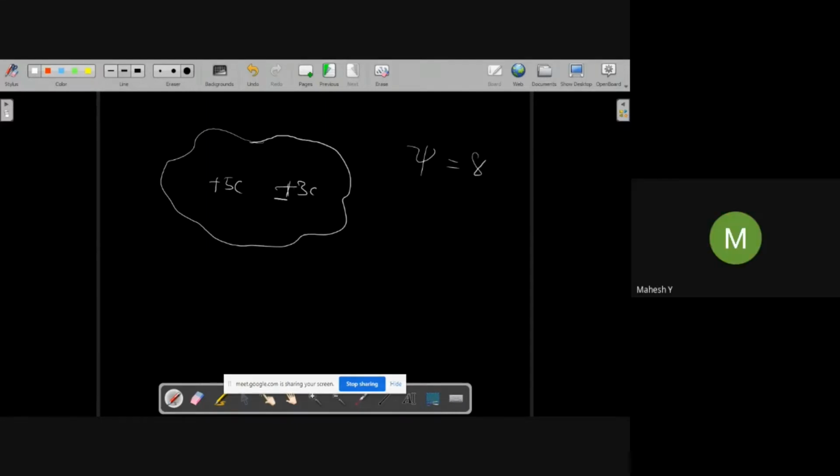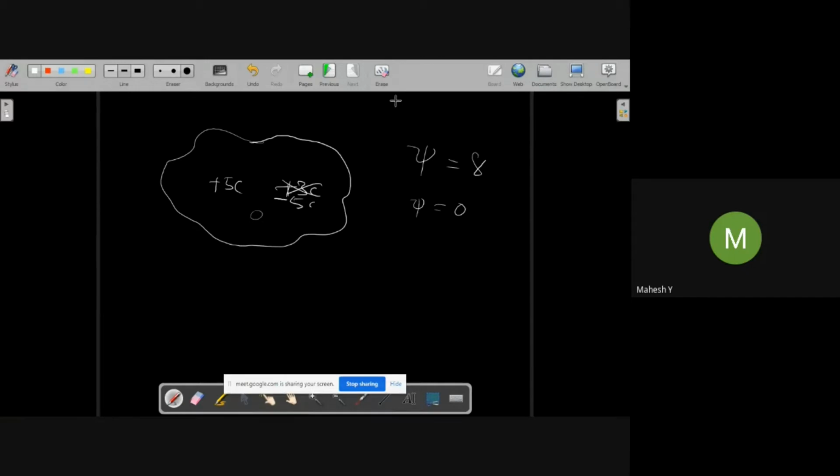If you have kept a minus 5 coulomb instead of 3 coulomb, you have to add the total charge: plus 5 coulomb minus 5 coulomb, that will be 0 coulomb. So 0 charge is there, so the flux will be, yeah, very good, 0. So this is Gauss's law's interpretation. Now we'll see some real life examples where Gauss's law is applied.